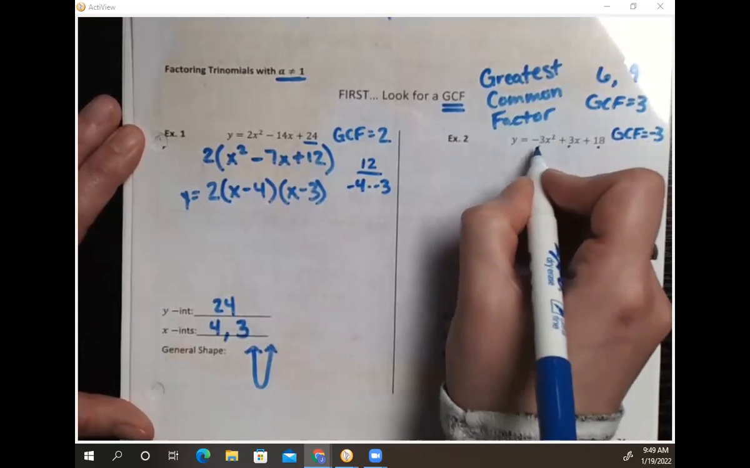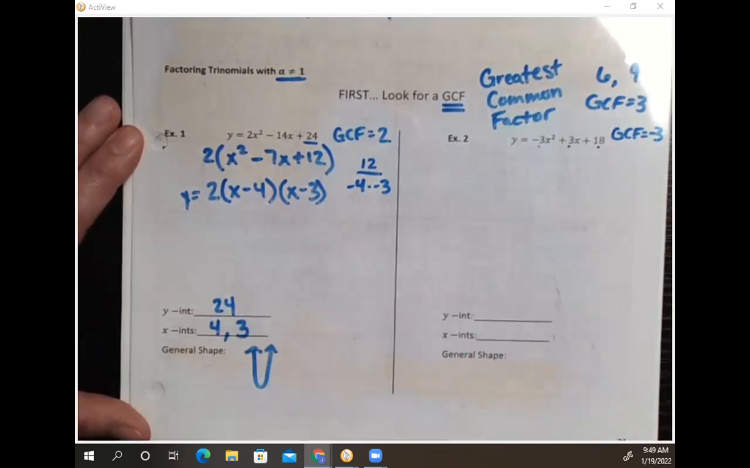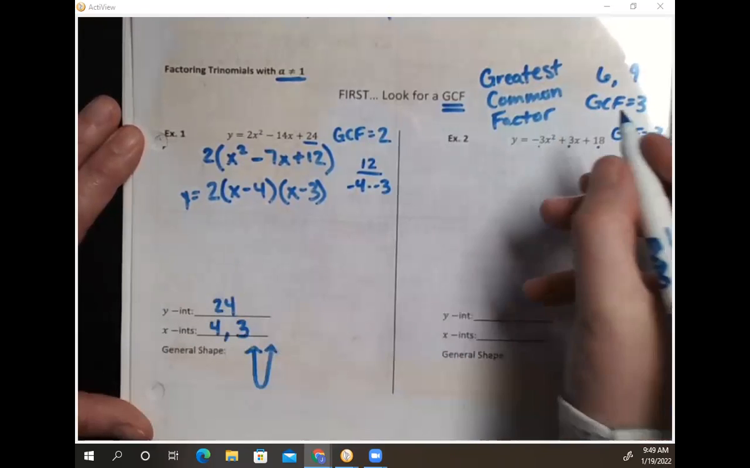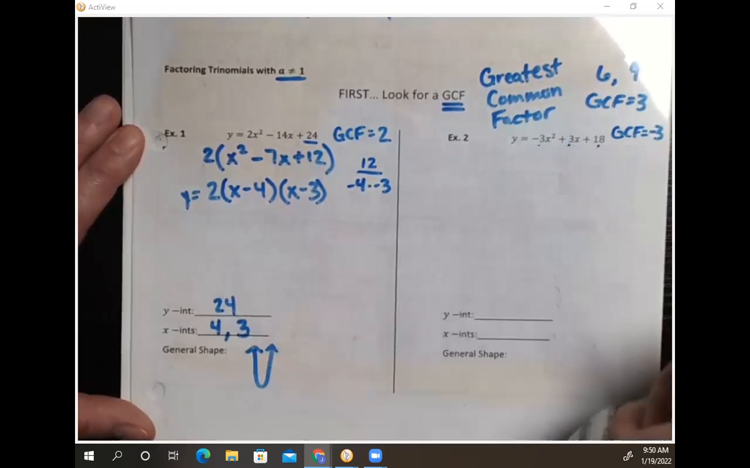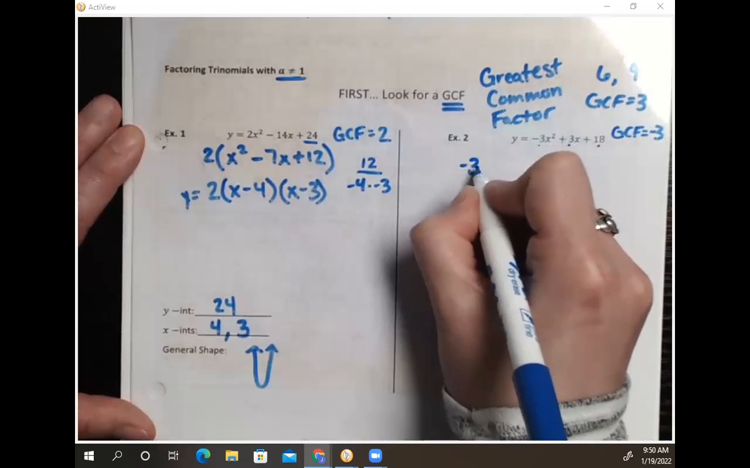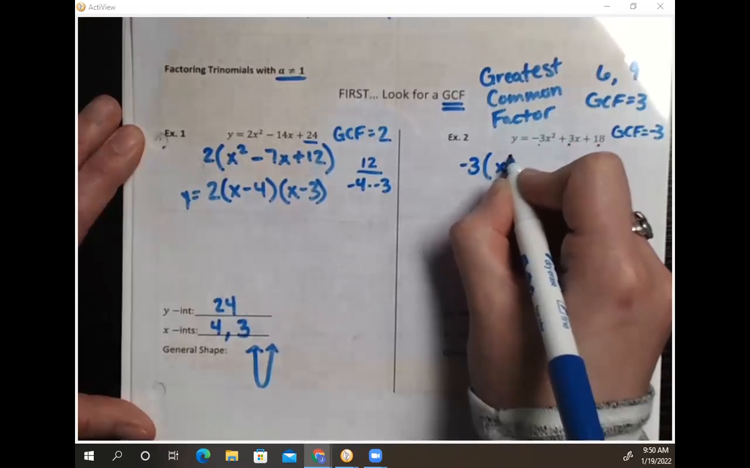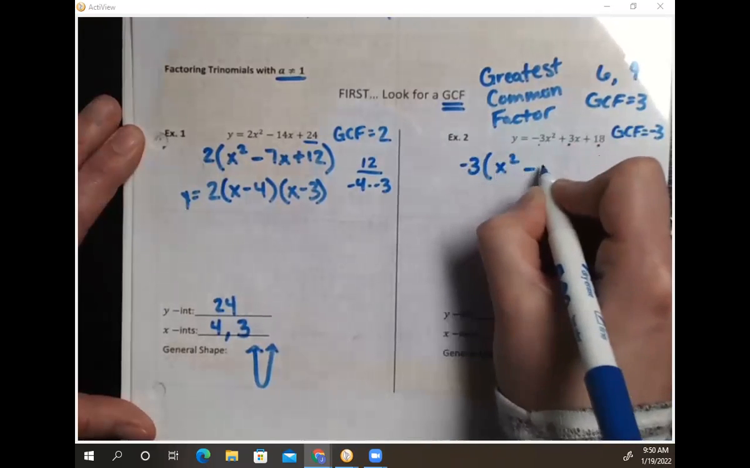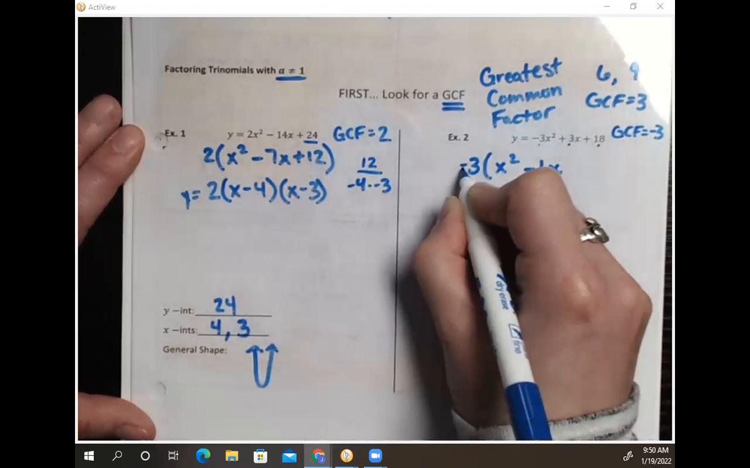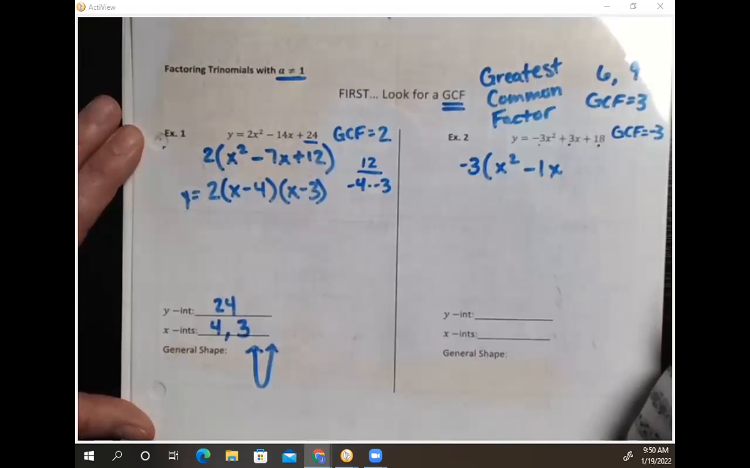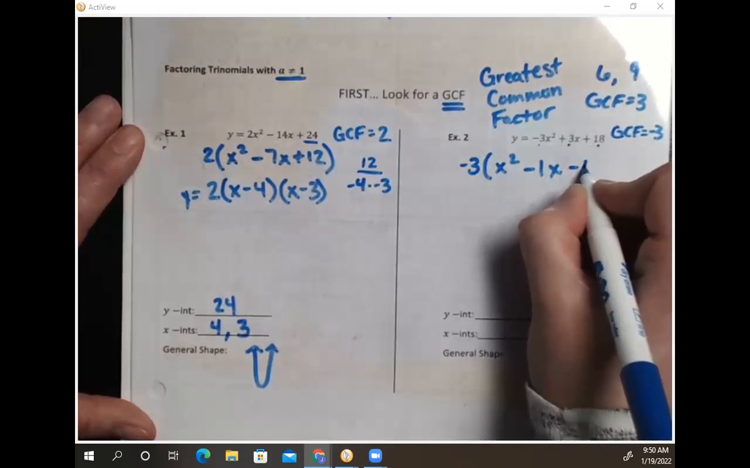So if I see a negative in front, at the very least, I'm going to pull a negative 1 out as a GCF. In this case, all of these I can divide by 3. So I'm going to divide out a negative 3. That would leave me with x squared minus 1x. Remember, since we're dividing by negatives, these signs are going to change. And then minus 6.